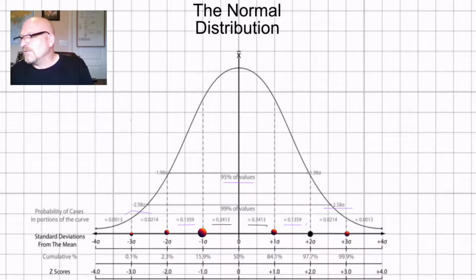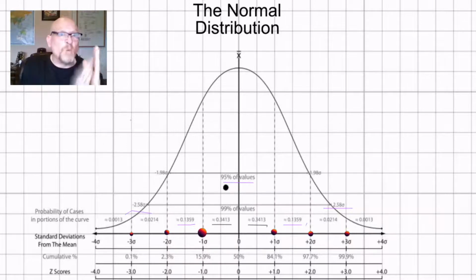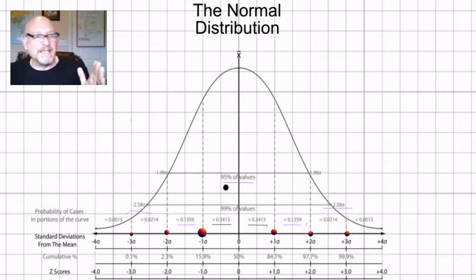If I go to 2 standard deviations, if you notice up here, this is like 1.98 standard deviations, which is close to 2, and minus 1.98, which is close to 2. That accounts for 95% of all the people being within 2 standard deviations of the mean. So that means between $20 and $80, okay? 95% of people have that amount of money in their wallet.